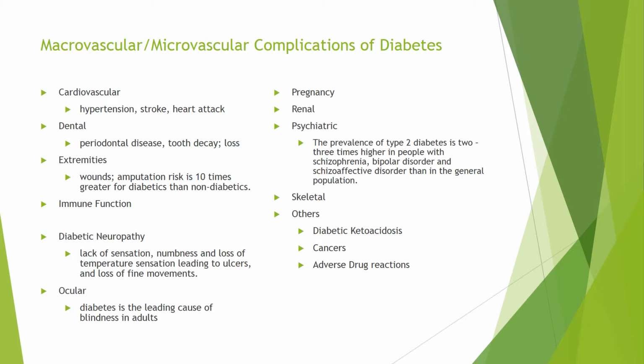Psychiatric problems: the prevalence of type 2 diabetes is 2 to 3 times higher in people with schizophrenia, bipolar disorder, and schizoaffective disorder than in the general population. Skeletal problems as well. I mentioned diabetic ketoacidosis already. It can also contribute to the development of cancer growth. It may also affect medications that a person is taking, causing adverse drug reactions.